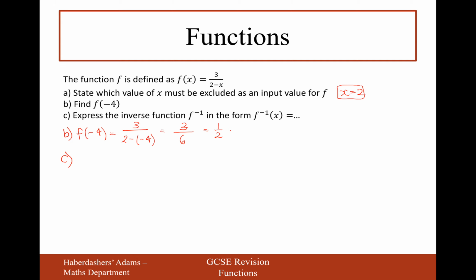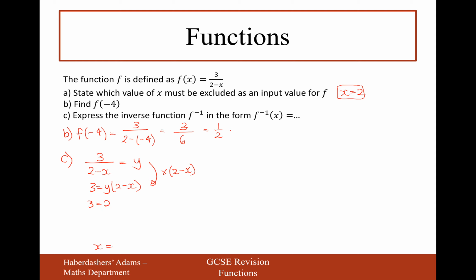Moving on to part C, express inverse function f inverse in the form f minus 1 at x equals. So what I need to do here is set up my function, and then equals the output letter we use for y. Now I need to rearrange this to make it x equals something. So the first thing I'm going to do is multiply by the denominator of the left hand side. So that's 3 equals y bracket 2 minus x.